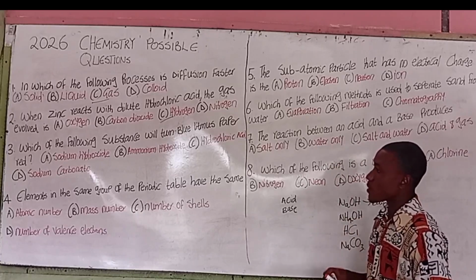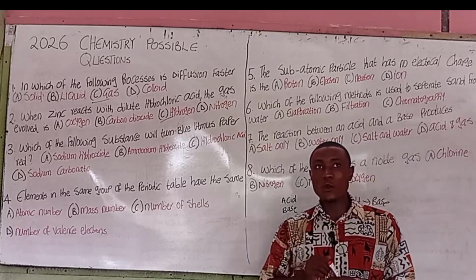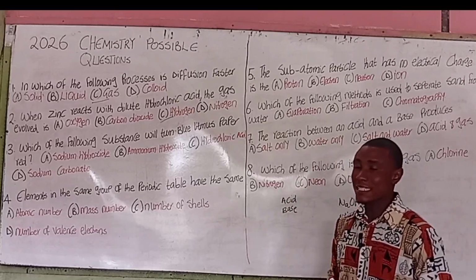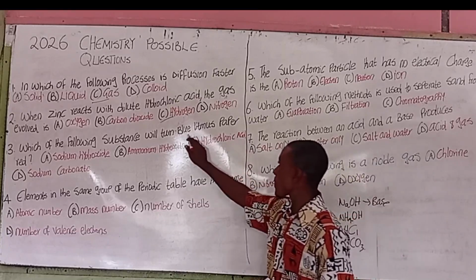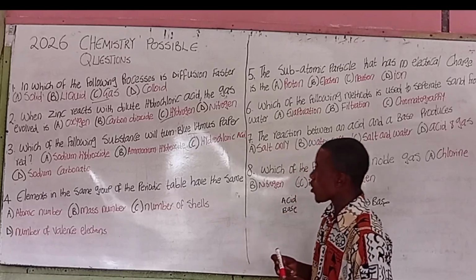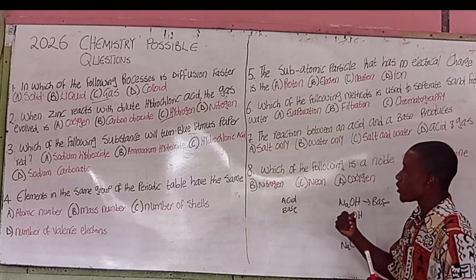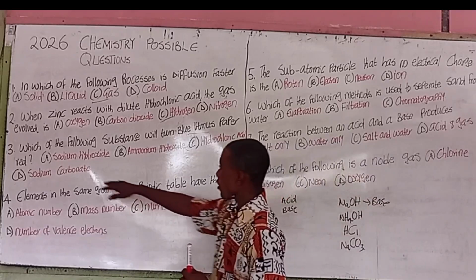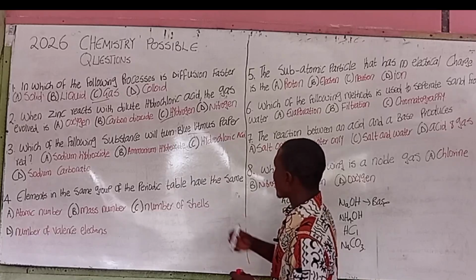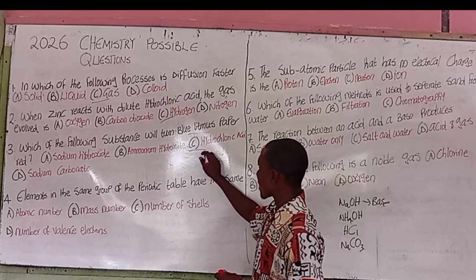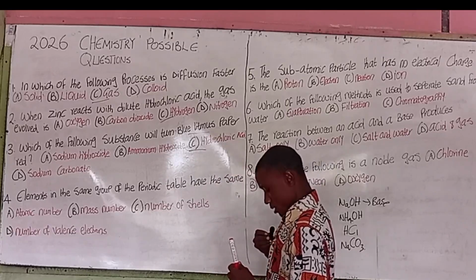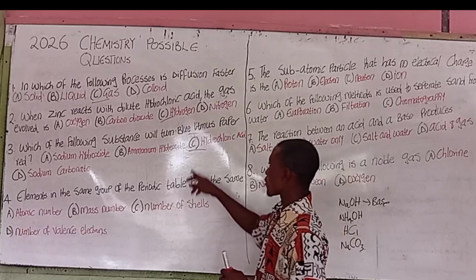We already know that the only substance that turns blue litmus paper red is acid. Acid turns blue litmus paper red, and a base turns red litmus paper blue. You check the options here. The only acid that we have here is hydrochloric acid. So hydrochloric acid will turn blue litmus paper red. So the correct option there is option C.